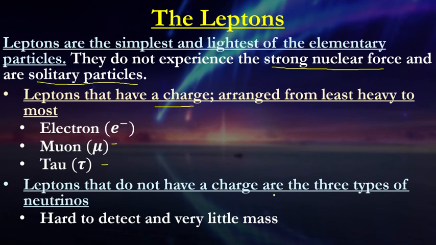The leptons that have no charge are basically the neutrinos. They are very hard to detect, and they also have very little mass. But also, don't forget, the reason why they're hard to detect is because there's no charge. So there's not going to be any ionization going on there.